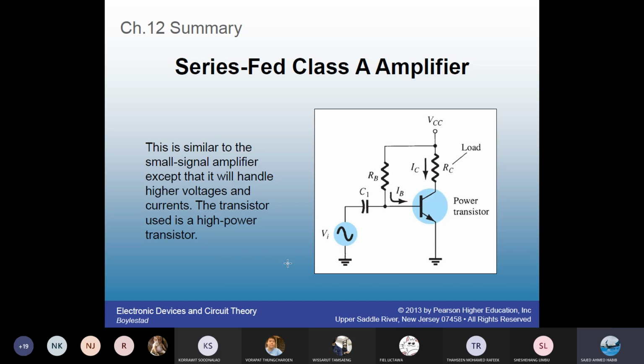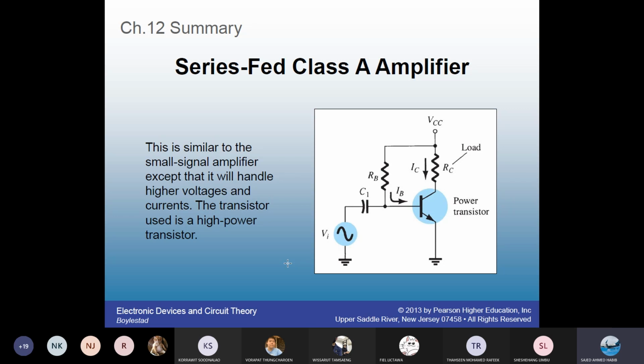You have RB, RC, there is no RE. So then you have an input signal that's a sine wave connected with an input capacitor. When you look at this, you can't really tell the difference of whether it's a small signal amplifier or a large signal power amplifier.